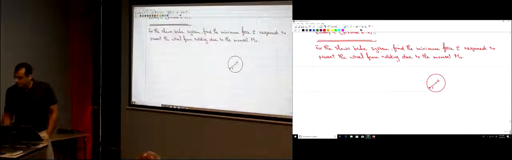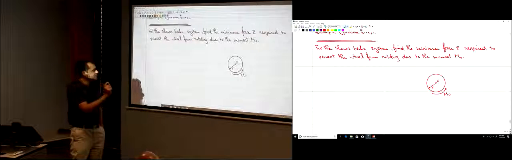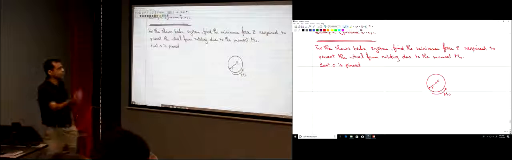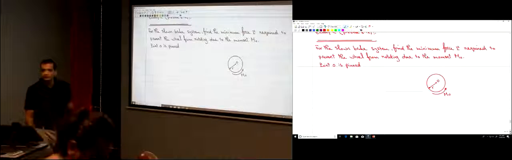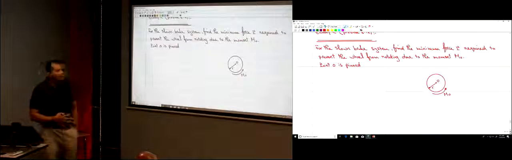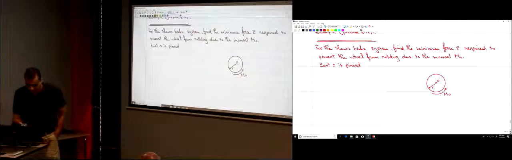And now there is a moment, M naught, applied on this wheel, okay? Since the center point O is pinned, what will happen if you apply this moment M naught on this wheel? It will just rotate, right? It will rotate. So to prevent it from rotating, we have some brake system, okay?